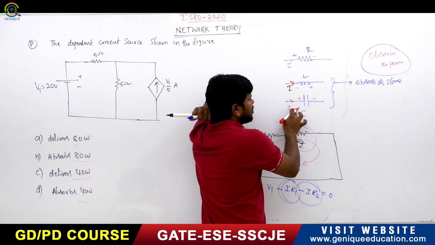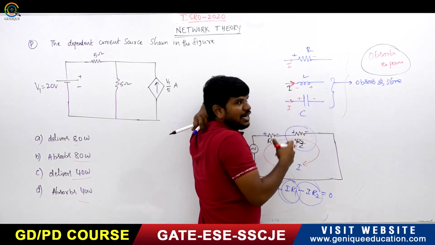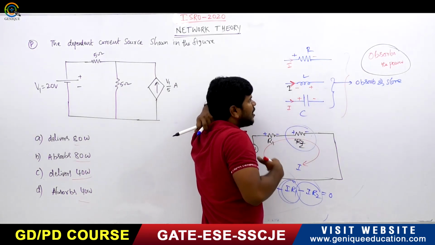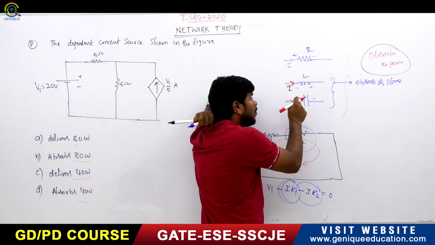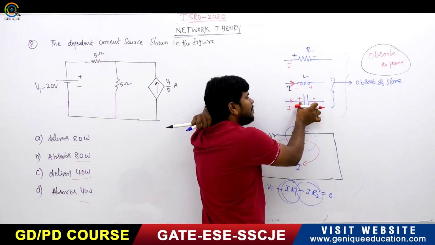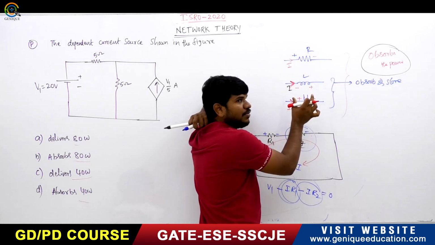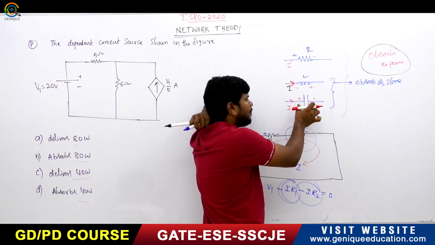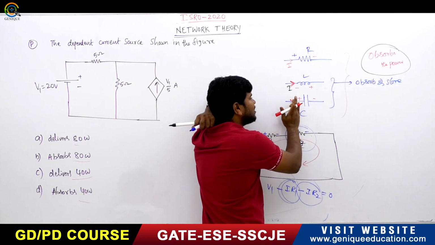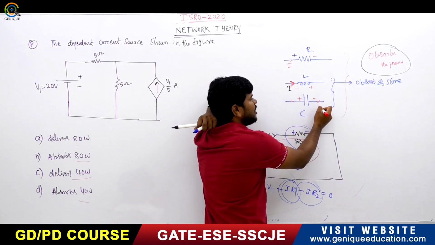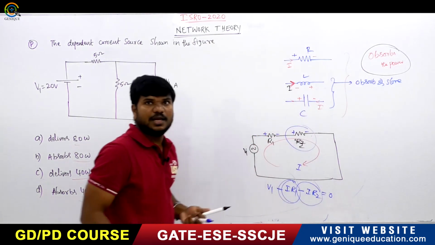So suppose the capacitor starts delivering the power, what happens? Now here the polarities will be kept the same, but the current direction is interchanged. This is the point you have to understand.